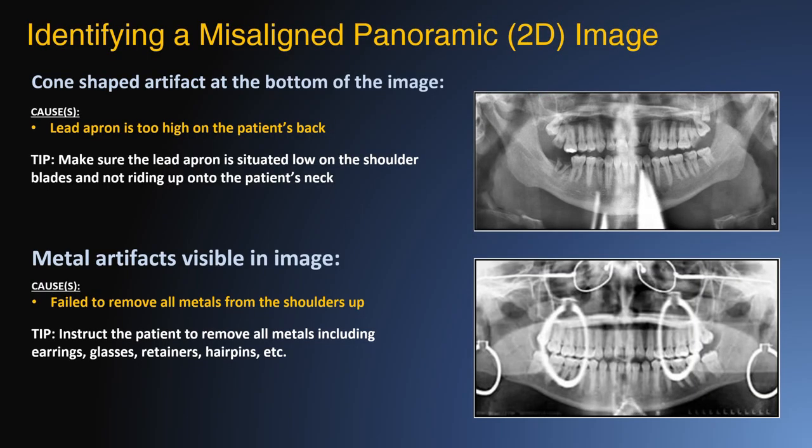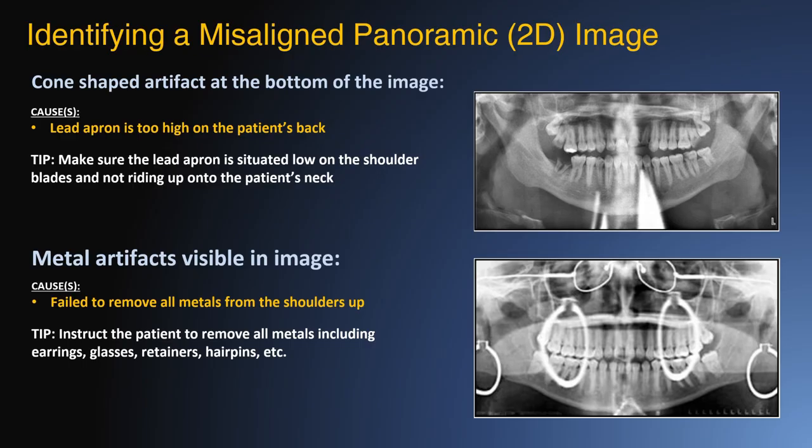Cone-shaped artifact at the bottom of the image. What causes this is that the lead apron is too high on the patient's back. To fix this issue, make sure the lead apron is situated low on the shoulder blades and not riding up onto the patient's neck.